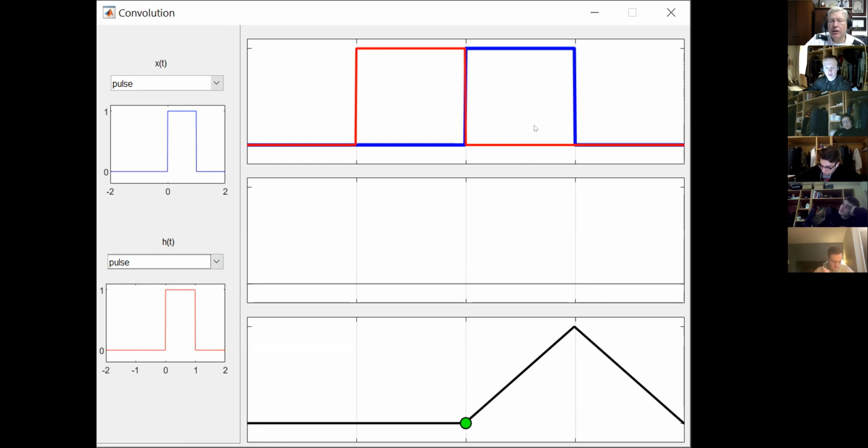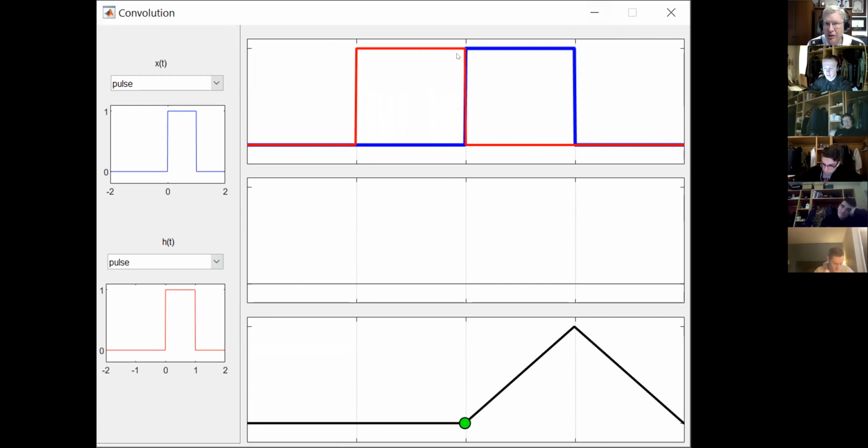If h of t originally started out here, if it went up at 1 and went down at 2, then when you flipped it around the 0 point, it would look like this. Question: Okay, so you always flip it around the 0 point? You always flip it around the 0 point. Question: Why do you always flip it around the 0 point?